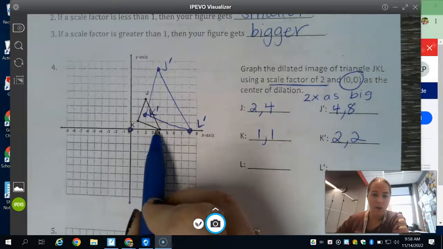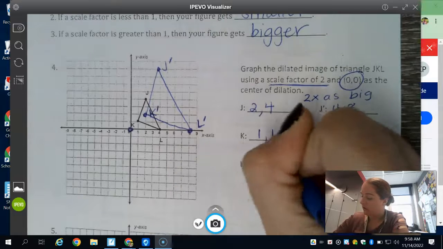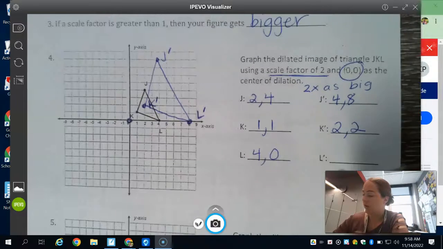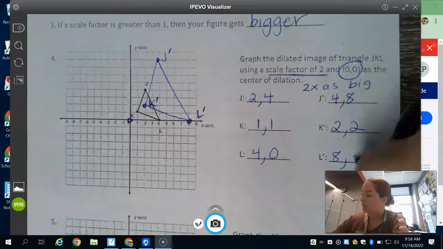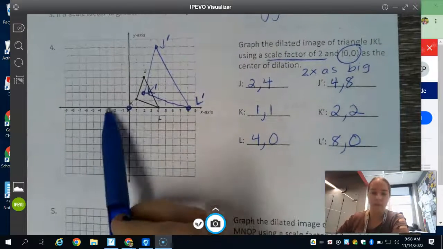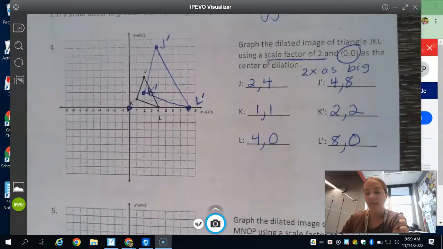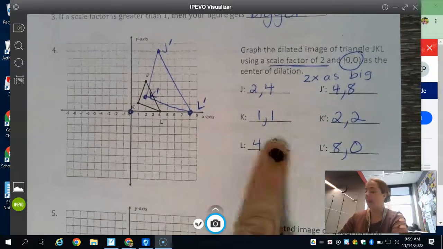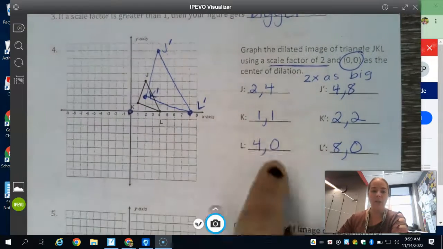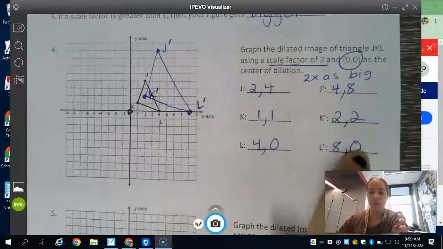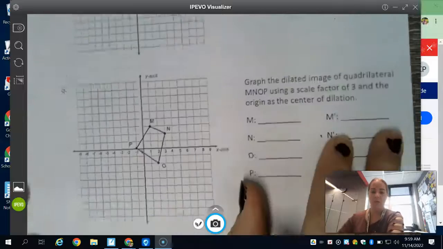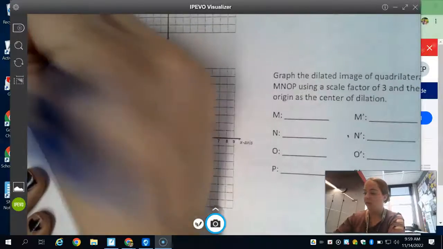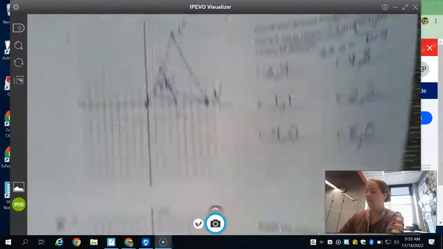And then L, I went over 4, up 0. Doubling 4, 4 times 2 is 8. 0 times 2 is still 0. And then over 8 up 0. Makes sense, that's what I have for L. That is how you do these. So you put your coordinates for the original, and then you put your coordinates for where you move the new one. So I want you to make sure you do number 5, same way.